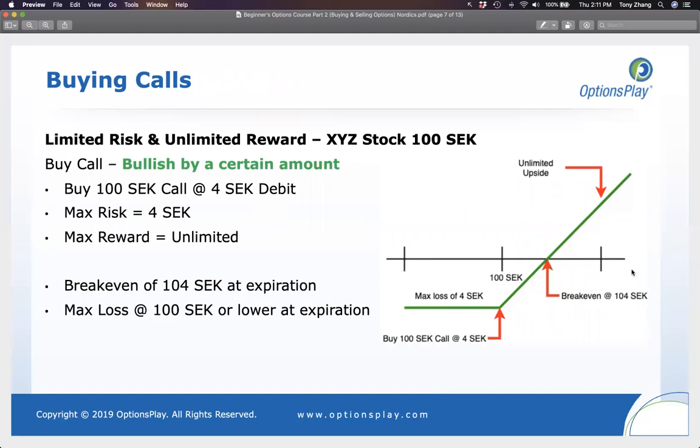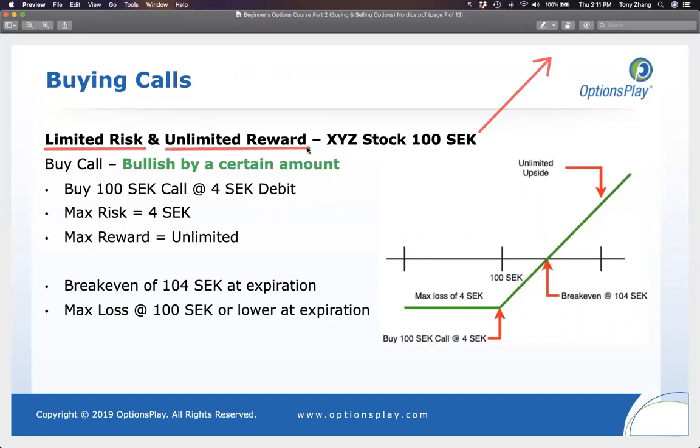For this particular strategy, I'm going to use a theoretical trade. I have stock XYZ that's currently trading at 100 crowns. And let's say my outlook on this stock is I believe this stock is going to move higher. So I think it'll move up to 105, 110, 115, however higher I think the stock will go, but I'm bullish on this particular trade. So one of the options that you can utilize for your bullish outlook is to buy a call option. And a call option has what we consider limited risk, meaning no matter what happens, the most you can lose is a certain amount, but you have unlimited reward for that.